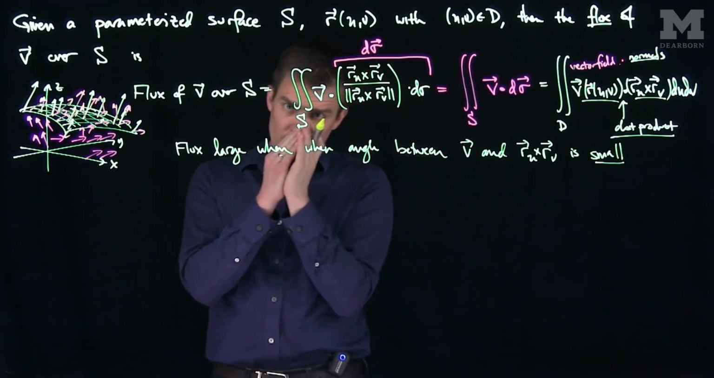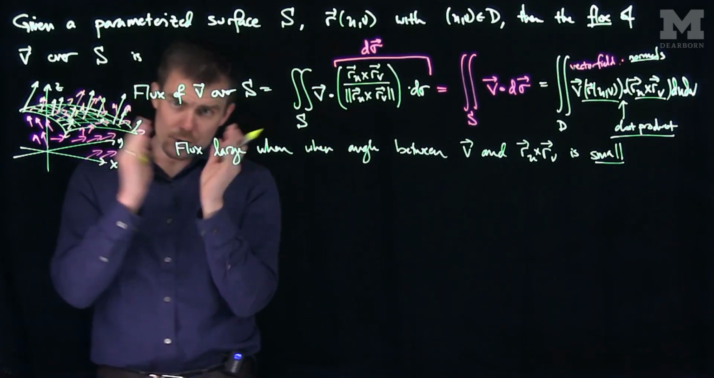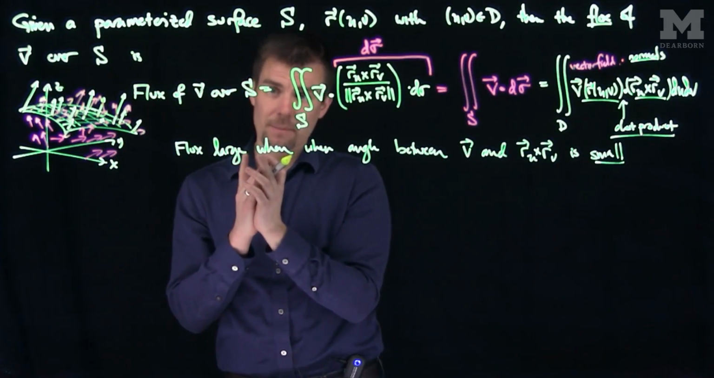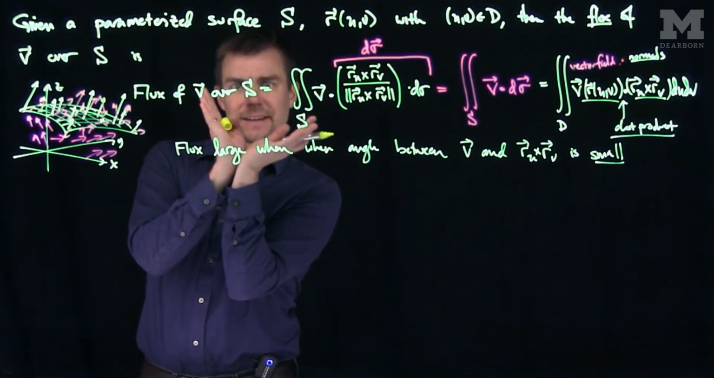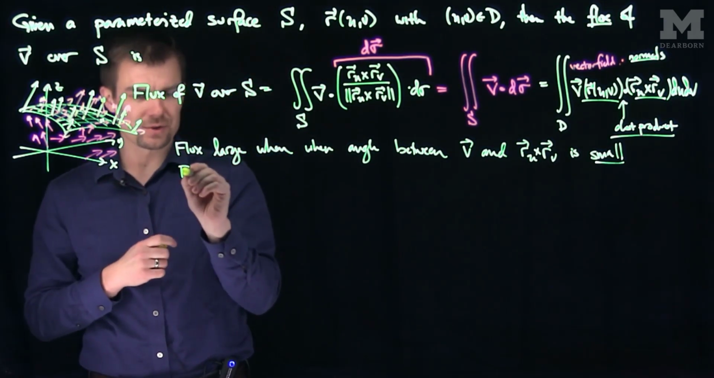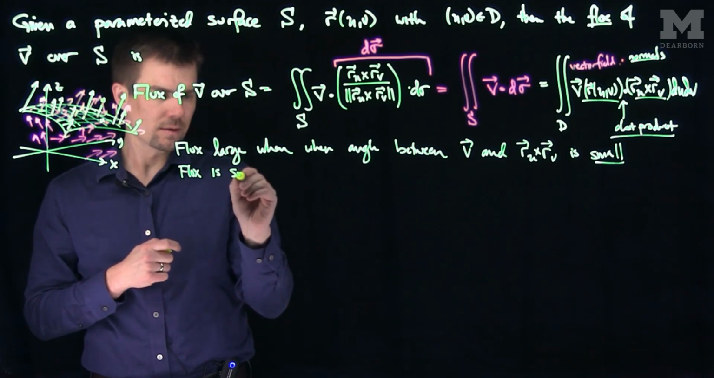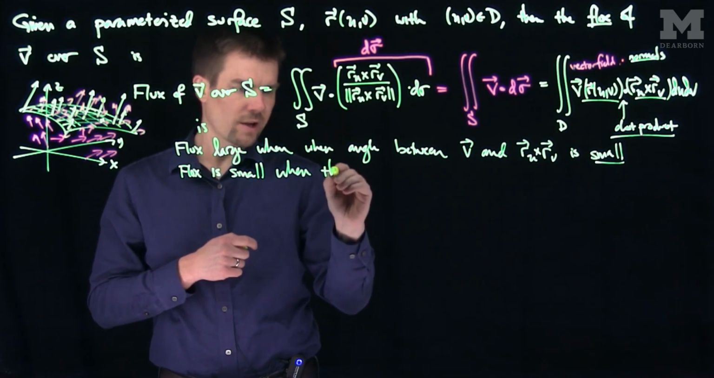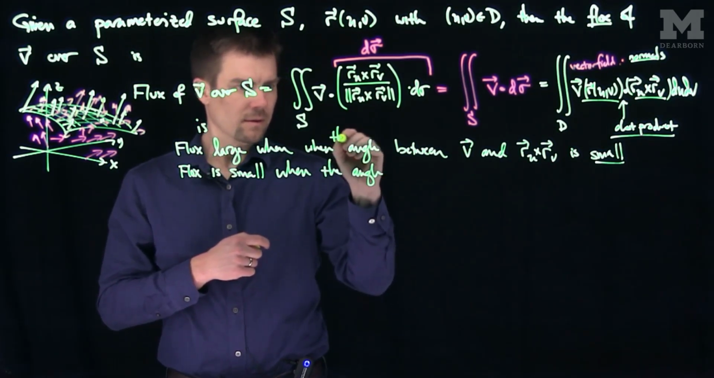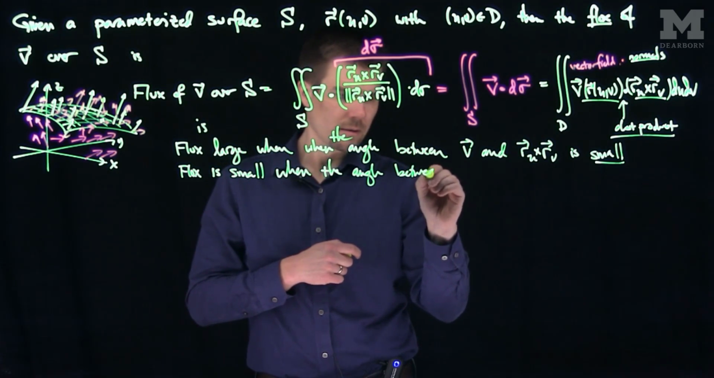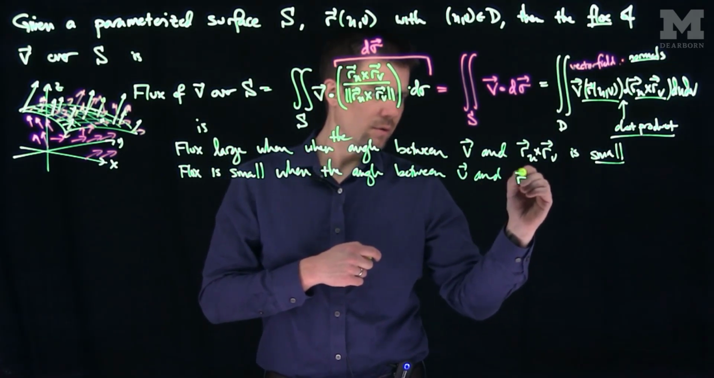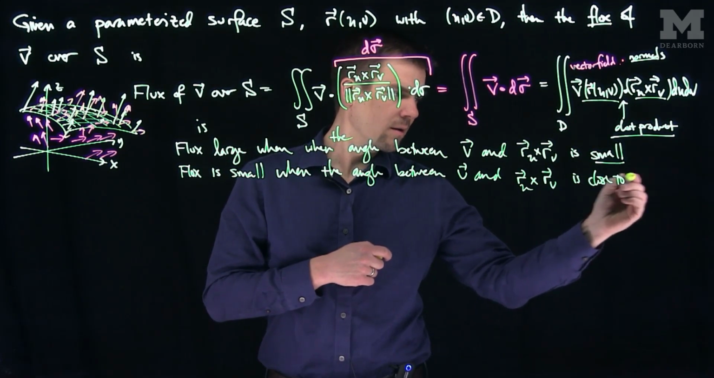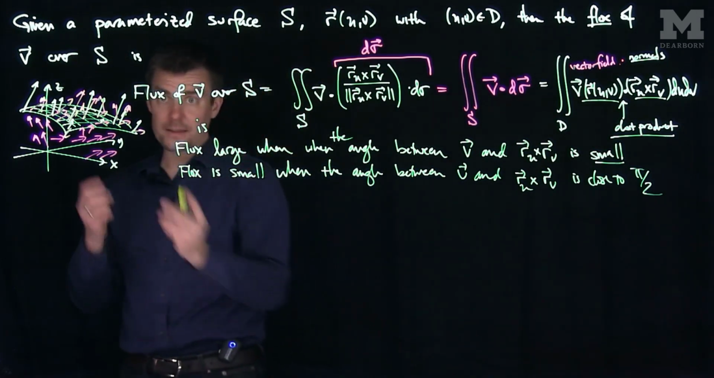Okay? So when the angle between RU cross RV and v is small, then these vectors from the vector field line up with the normal vectors and we get a very large dot product. When it's close to 90 degrees, we get a very small dot product. So the flux is small when the angle between v and RU cross RV is close to 90, because then the dot product is 0.